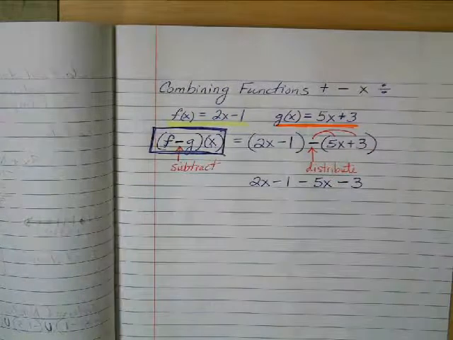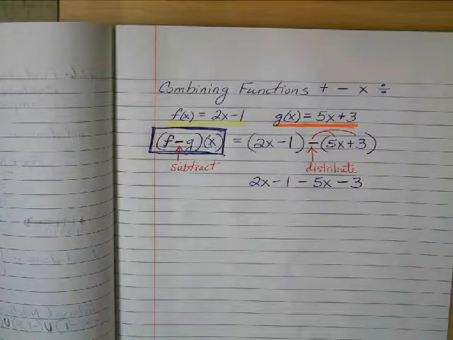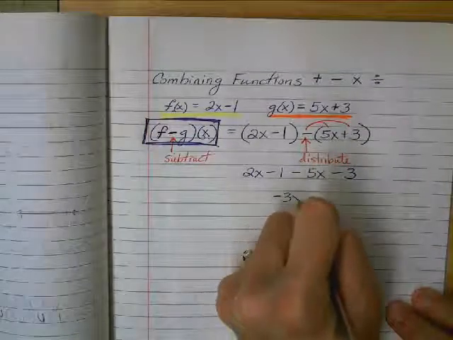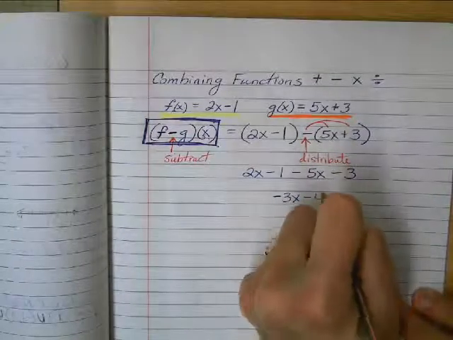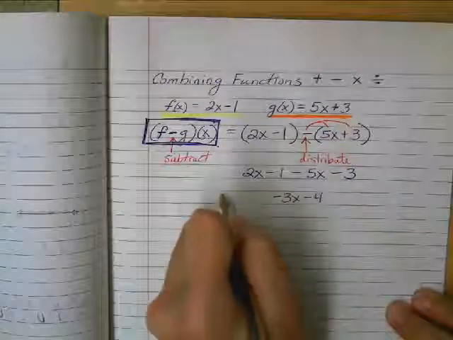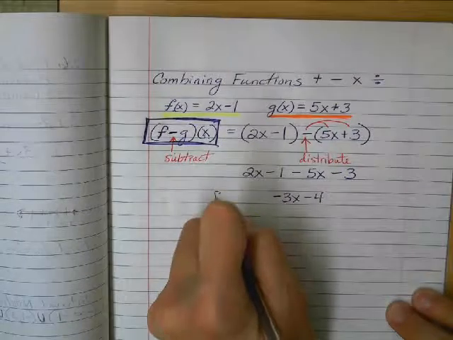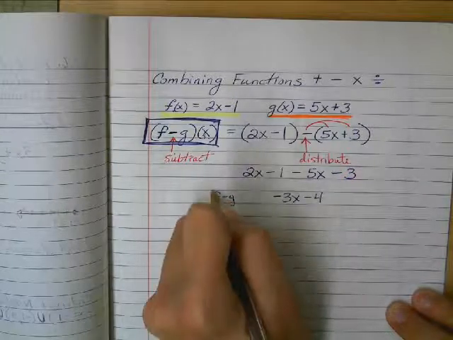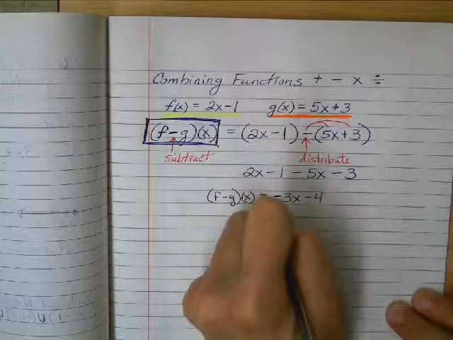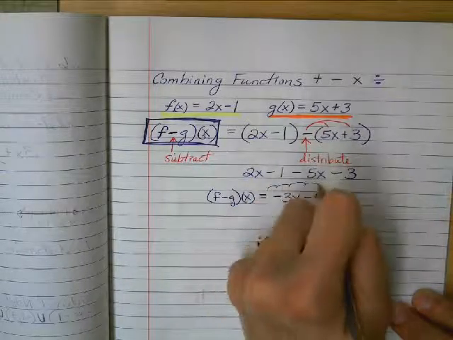So what do you get for the answer? Yeah, negative 3x minus 4. That's the answer. So that's f minus g of x. That's the answer for when you subtracted those two things.